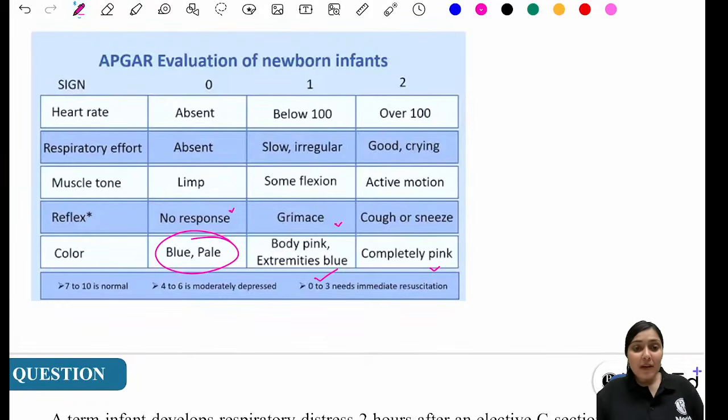Then comes respiratory effort. If there is no effort, 0. If the child has some irregular effort, 1. Maybe the child would be gasping. And if the child has good effort, the child is crying, 2. And lastly, we have heart rate or pulse rate. If the child's heart rate is absent, 0. If the heart rate is less than 100, 1.